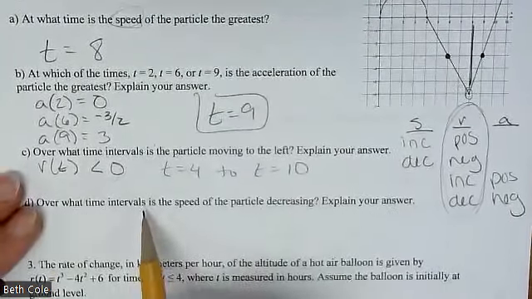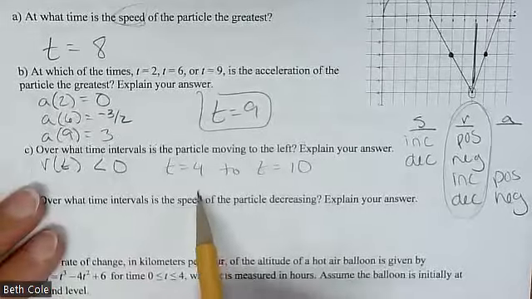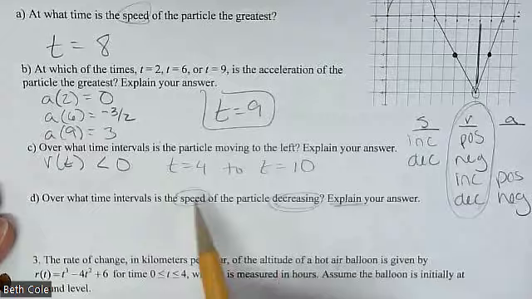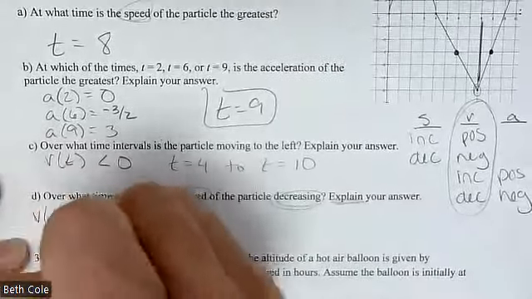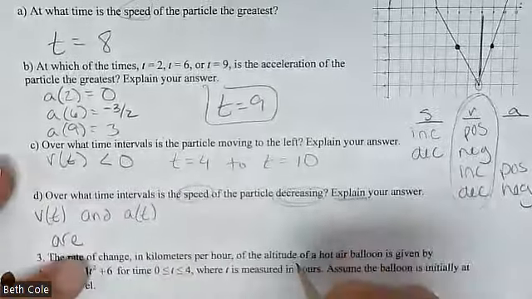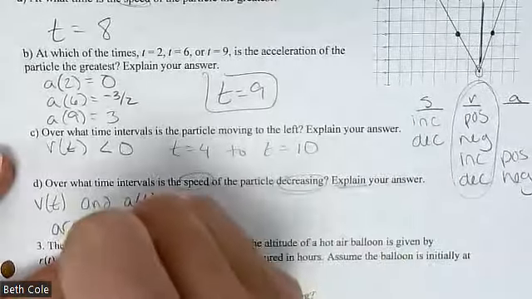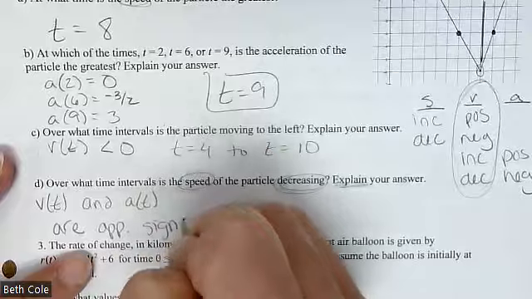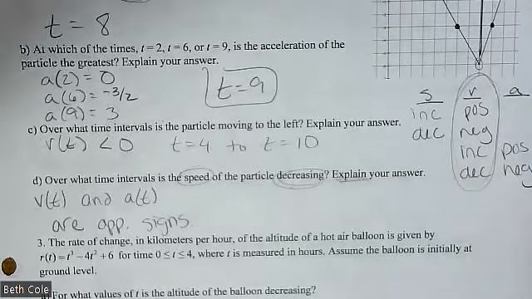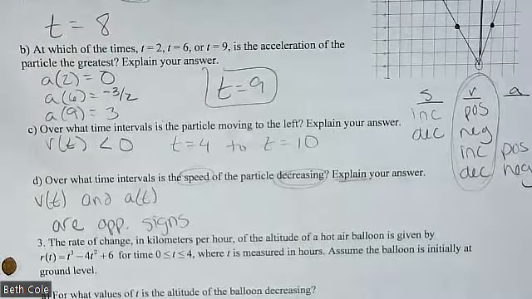All right, over what times is, okay, this is the hard one, speed decreasing. And let's do the explain first. Speed decreasing means velocity and acceleration are what? Opposite, thank you, signs. Opposite signs. Sometimes it's easier to put the explanation first. So you're going to have to watch me point to the graph because I don't have a better explanation than, hey, look, okay?